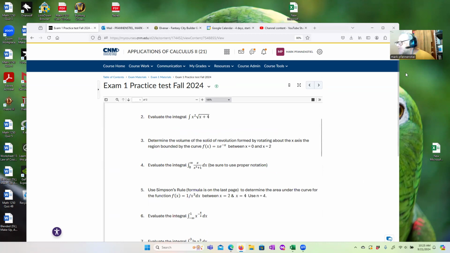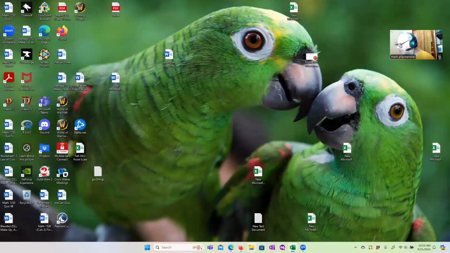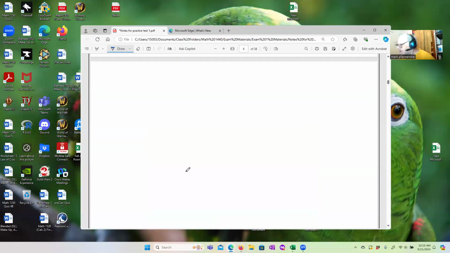Okay, so we're going to remember we have x e to the negative x. We're just going to go ahead and write that down. We want to integrate x e to the negative x between 0 and 2, and we want the volume of revolution, which means we have to do pi and then r squared.